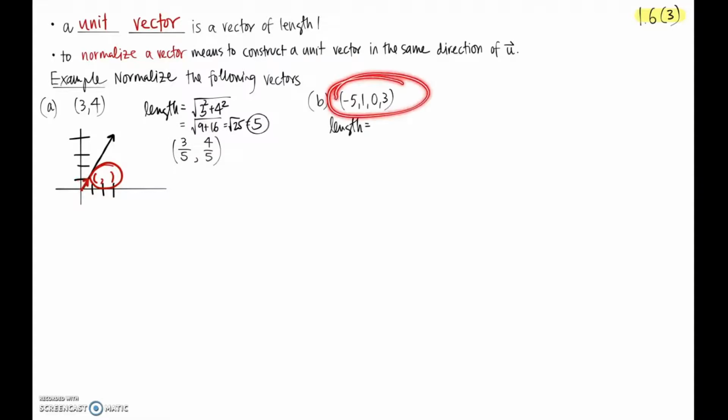Same story with this one. It's a vector in R4. I can't draw a picture of it because I can't draw a picture of anything in R4, but I can still normalize this vector. I'll start by finding the length of this vector. The length will be the square root of (-5) squared plus 1 squared plus 0 squared plus 3 squared, which is the square root of 25 plus 1 plus 9, which is the square root of 35.